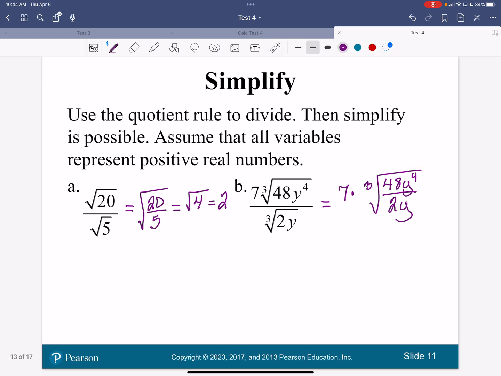Okay? Now, inside this radical, this y cancels, and what would I be left with up here? Y to the 3rd. Good. Okay? Does 2 go into 2 and 2 go into 48? Does. 2 goes into 2 one time. 2 goes into 48 how many times? Good. Okay, so now I can rewrite this as 7 times the cubed root of 24y cubed. And that can be simplified.